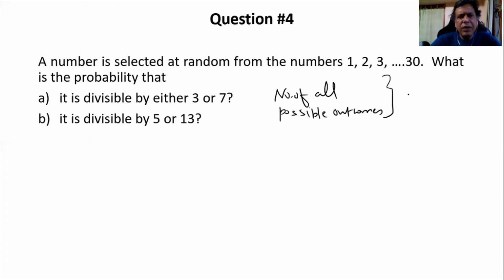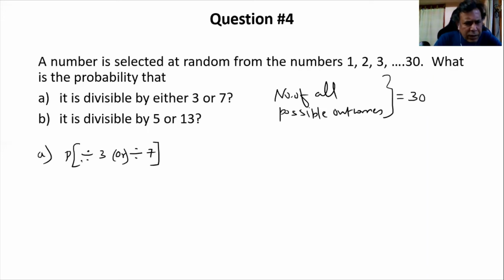Since there are 30 numbers and you are drawing only one number, the number of possible outcomes will be 30. Now let us come to the first one. We need to find the probability that the number is divisible by 3 or divisible by 7.